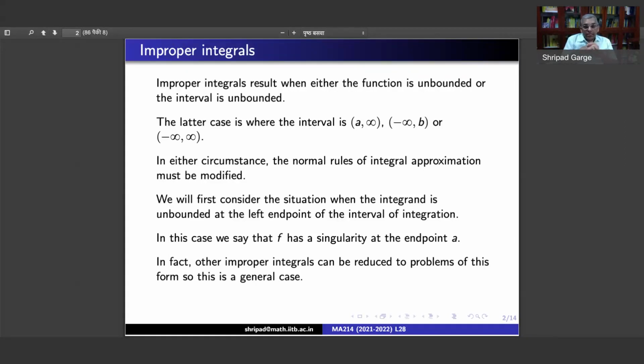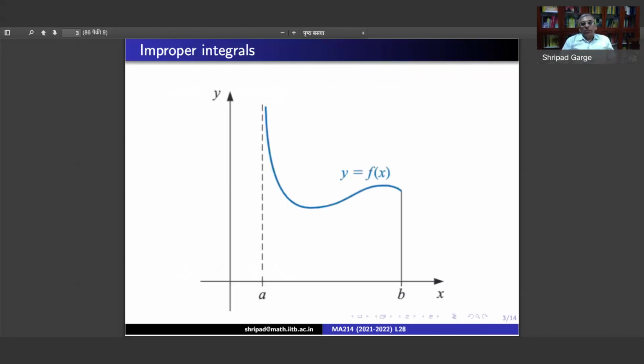Whenever the integrand is unbounded at the left endpoint, we say that our function f has a singularity at the endpoint a. Those are the functions we are going to consider. A typical function will look like this. You have the interval a to b. At b, there is a finite value, and within the interval, there is a finite value. But as the variable x approaches a, the function shoots to infinity. This is a very typical situation.